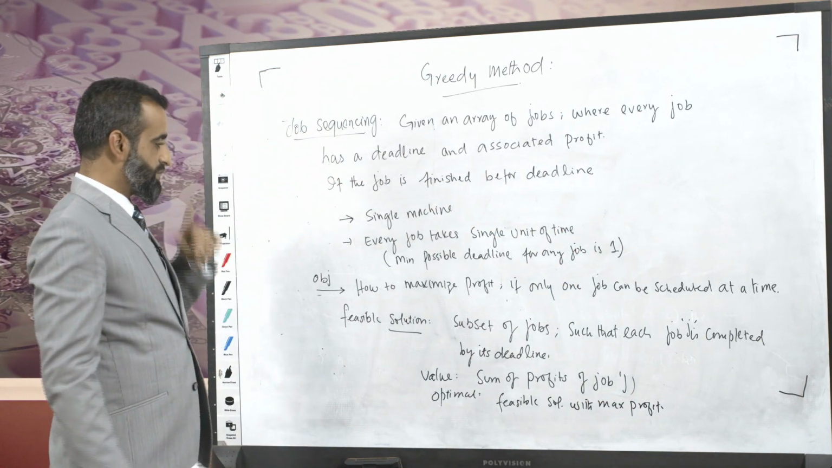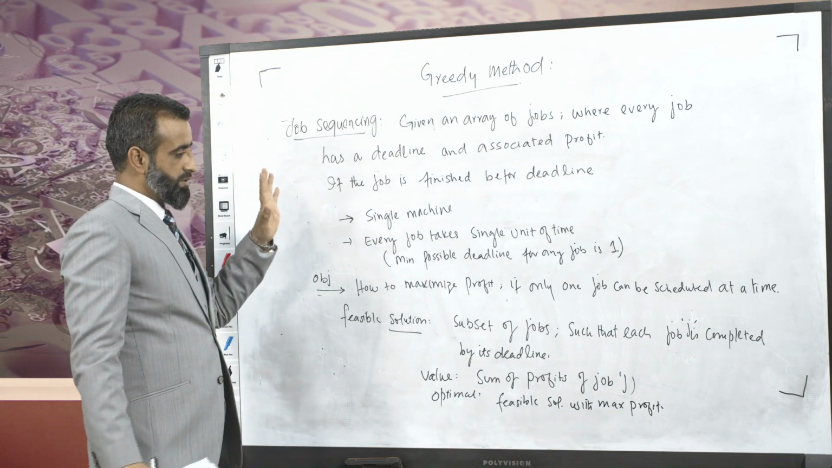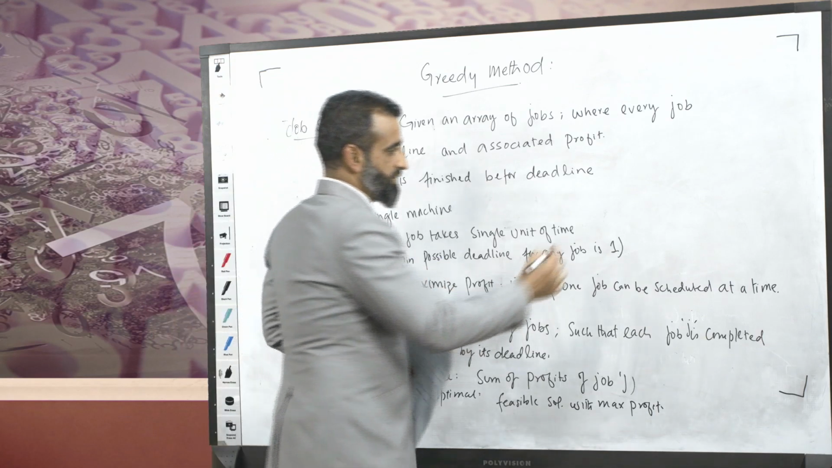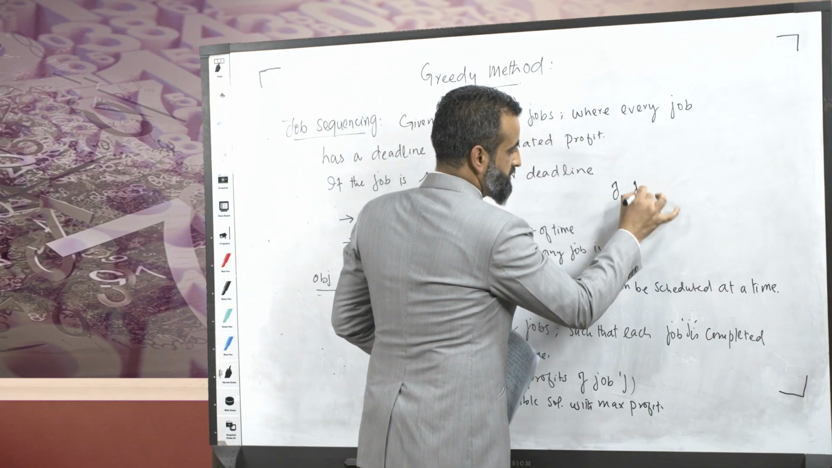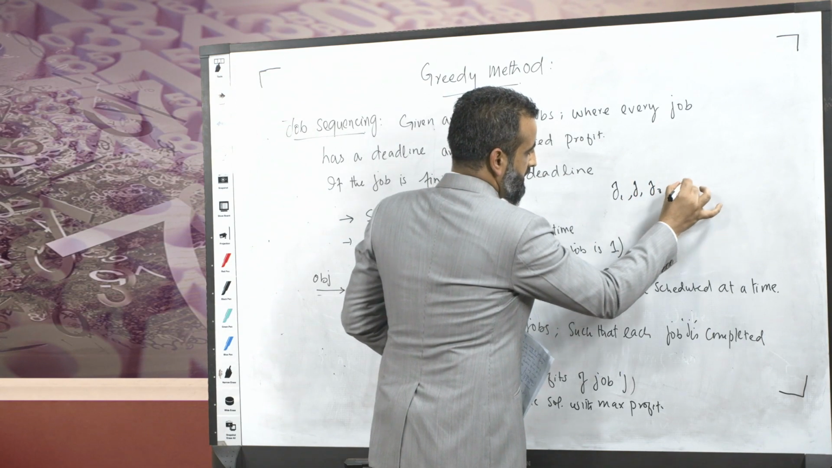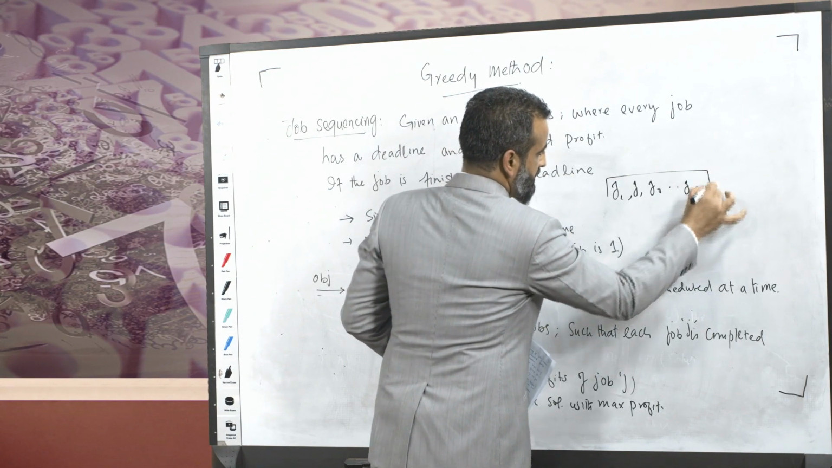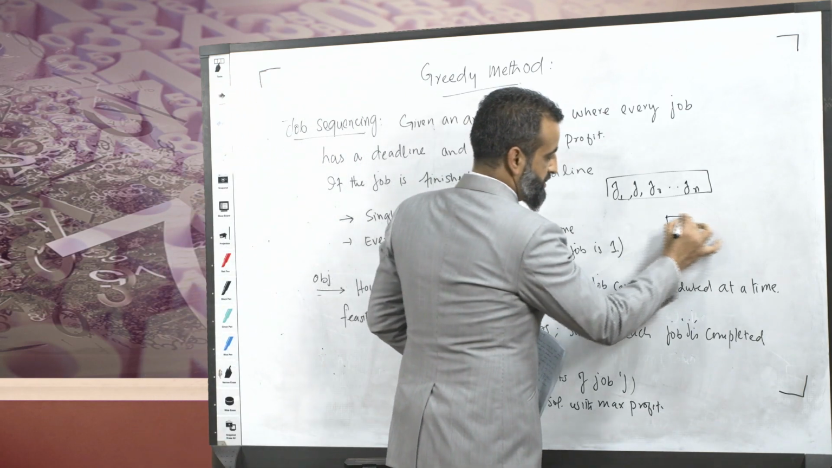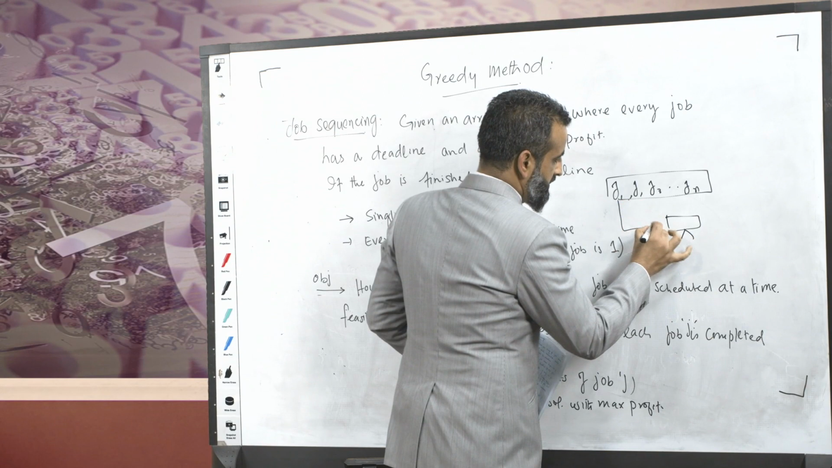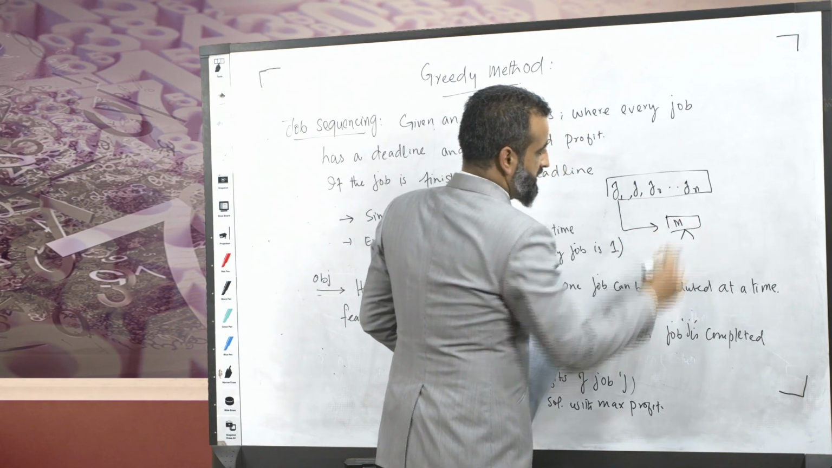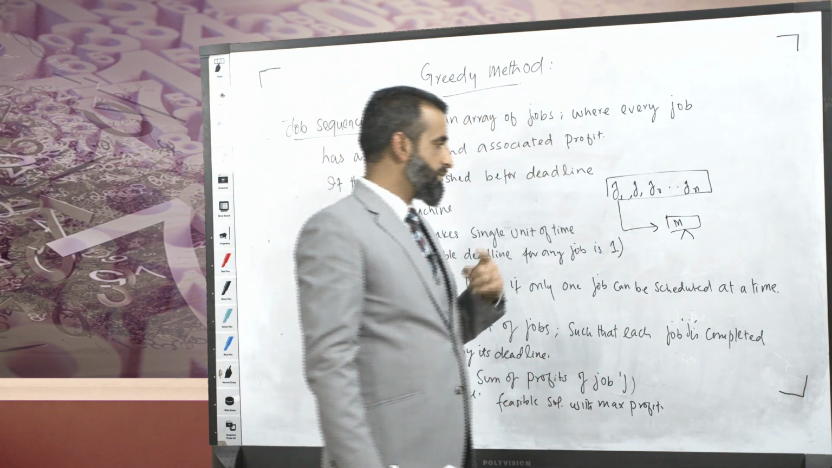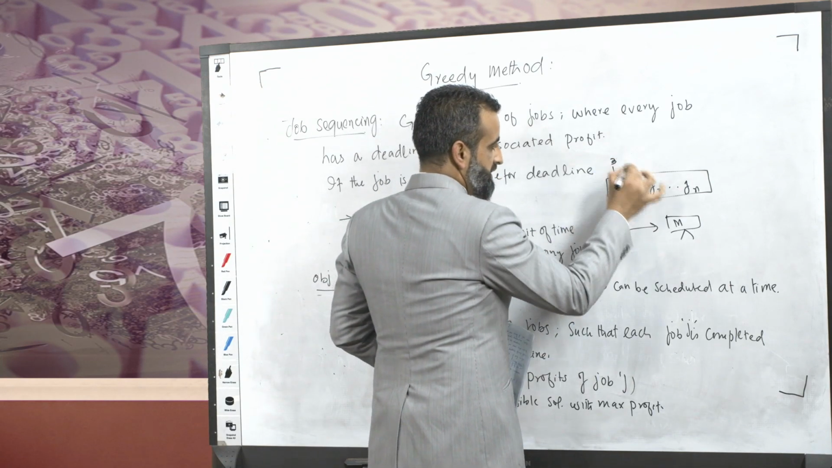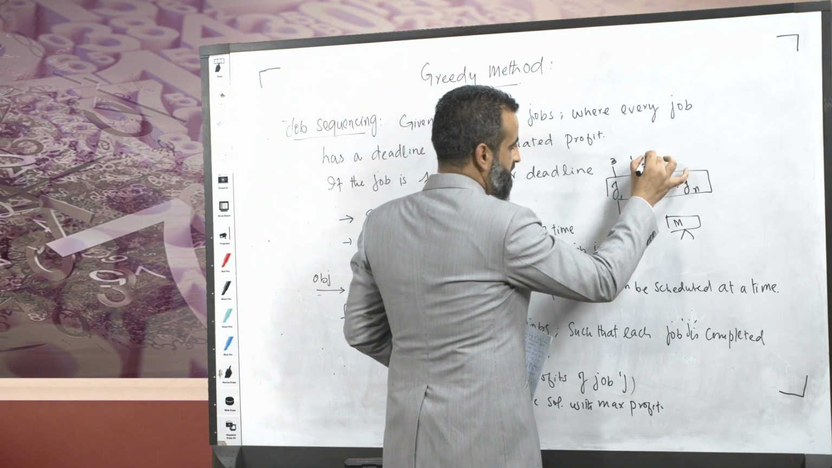Let's try to understand this problem again. Essentially the problem states that there's a set of jobs. Let's suppose we have job J1, J2, J3 up to Jn. These jobs I need to run on a single machine, which is capable of processing one job at a time. Every such job has a deadline: say this job has a deadline of 3, this job has a deadline of 1, this job has a deadline of 5.